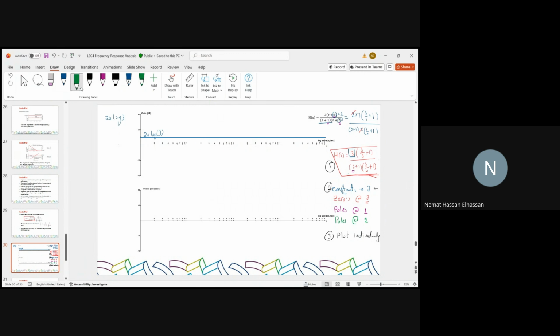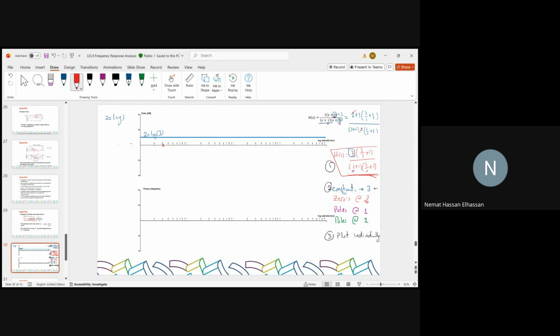Step 2, we're going to plot the zero. So we have a zero at 3. We call 3 the break frequency. We call this value the break frequency. So what I will do is look at where 3 is in my scale. So this is 1, 2, 3. This is my break frequency.